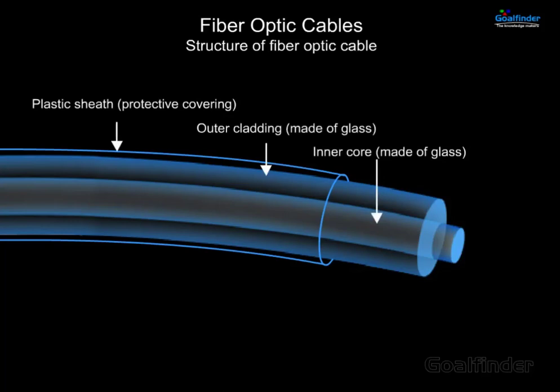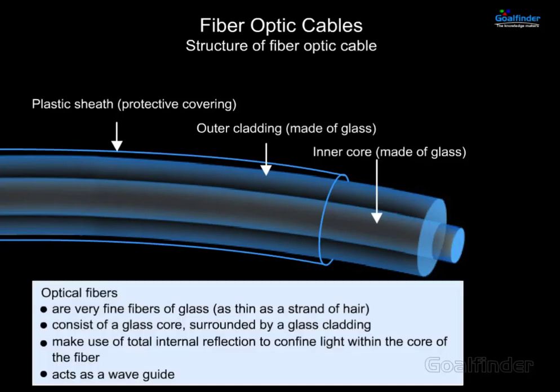Structure of fiber optic cable. A fiber optic cable consists of a plastic sheath, which is the protective covering, an outer cladding, which is made of glass, and an inner core, which is made of glass. Optical fibers are very fine fibers of glass. They are as thin as a strand of hair.